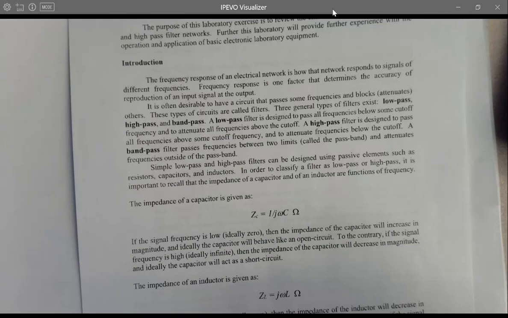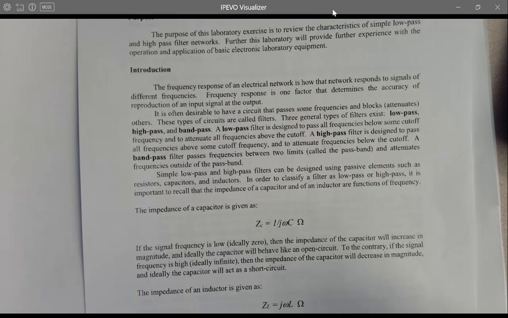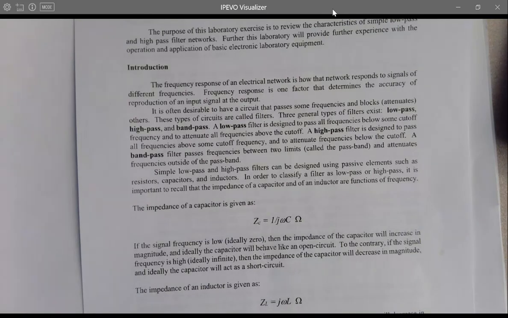Where are the applications? Why do we need a low pass filter? Why? Signal processing. And what are the applications? Could you find out one example in real life, in the real world?